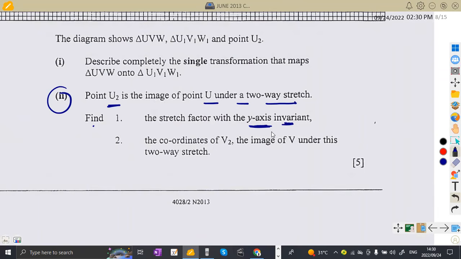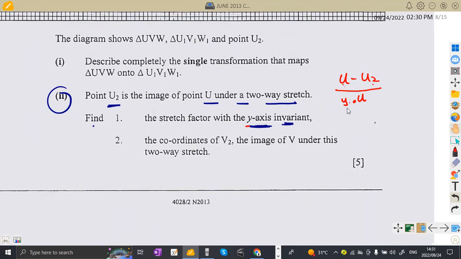Okay, so actually this is the easiest way for us to have this part here. Remember, how do you find the stretch factor? With the y-axis invariant, the stretch factor is the distance moved by a point over the distance from the invariant line. So we are talking about the point U, which moved to U2, over the distance of that same point U, but now from the invariant line. Your invariant line is the y-axis now. So it's going to be from U to U2.